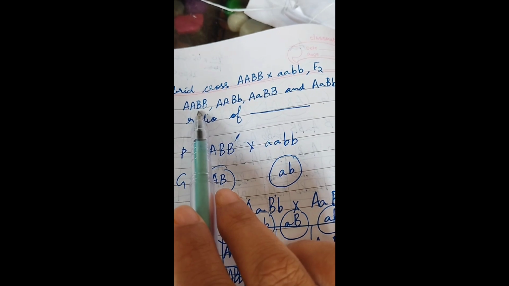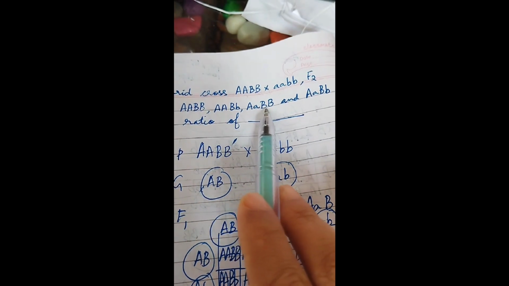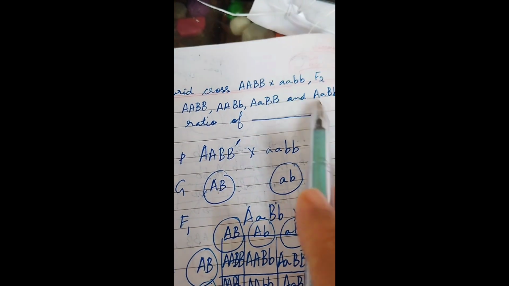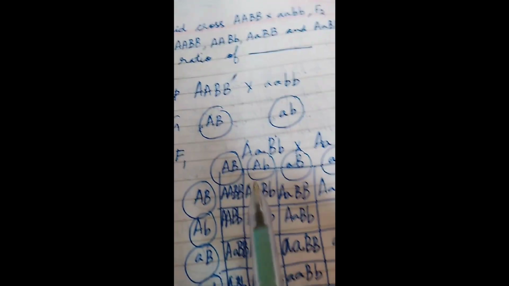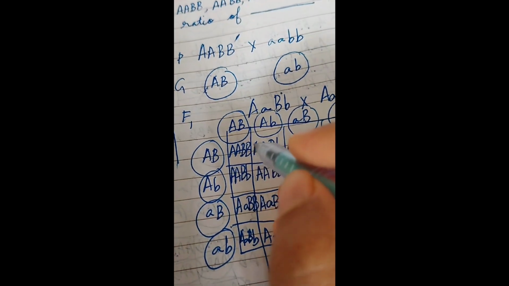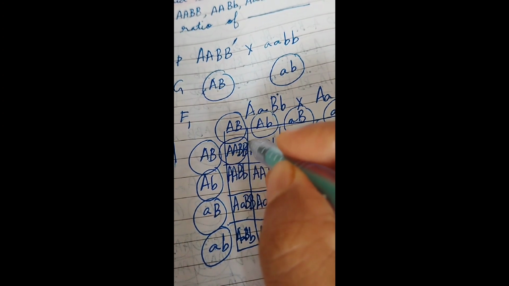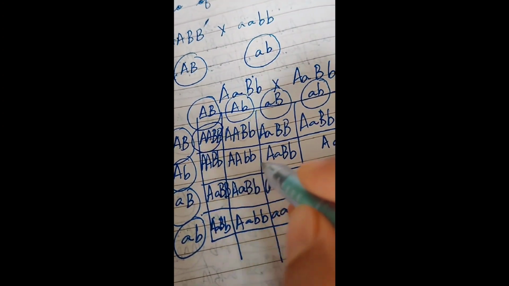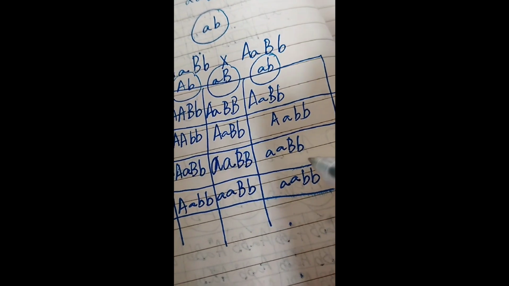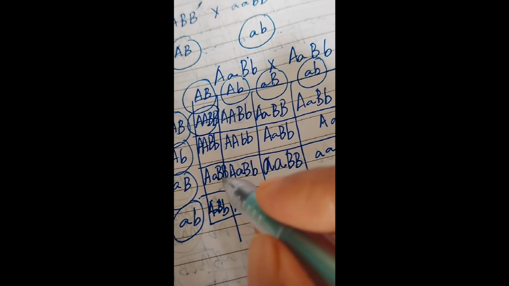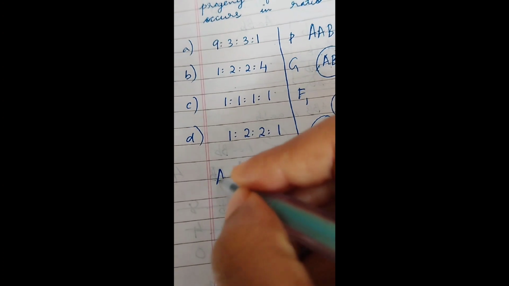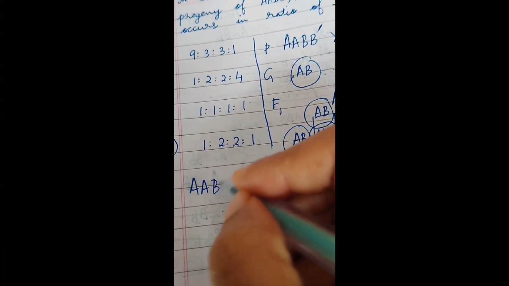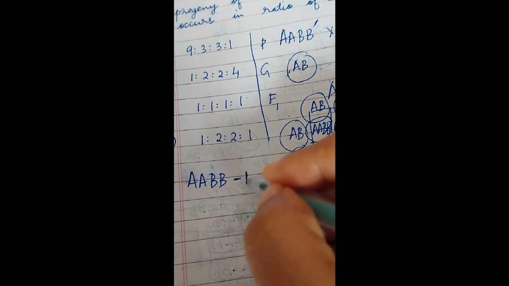AABB. Now we have to find all these genotypes, how many of each have come in this Punnett square. The first is AABB. Here there is 1. And when we scroll through all this, there is no more of that type of genotype. So there is only 1. We'll write it down here, AABB, and only 1.